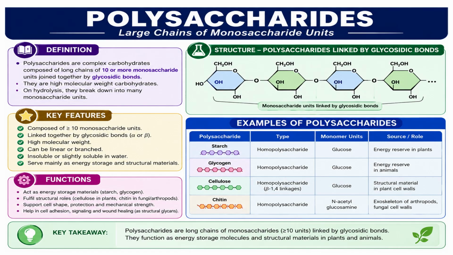It consists of glucose units connected by beta 1 to 4 glycosidic bonds, forming strong fibers. Chitin is another structural polysaccharide composed of N-acetylglucosamine units and is found in the exoskeletons of arthropods and the cell walls of fungi. Overall, polysaccharides are essential for energy storage, structural strength, protection, cell shape, and mechanical support. They are therefore important components of plants, animals, and microorganisms.